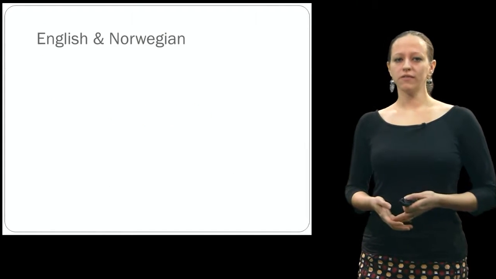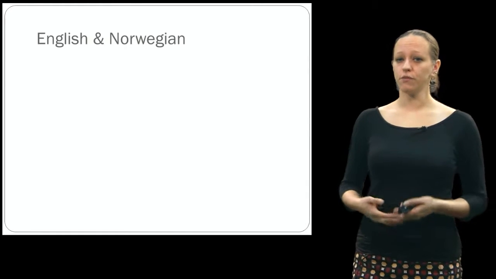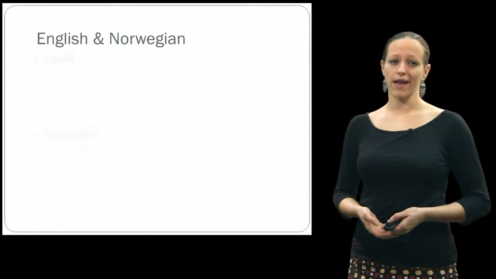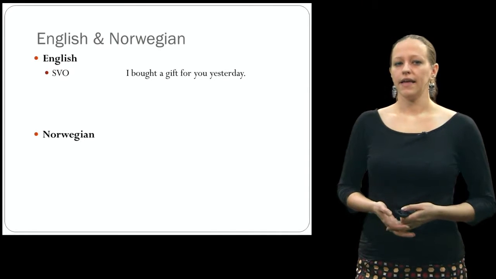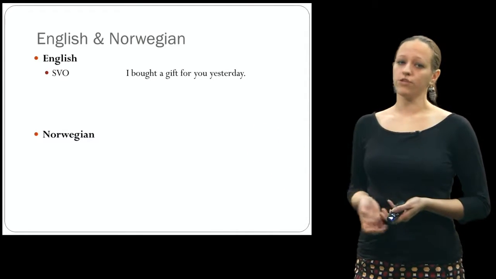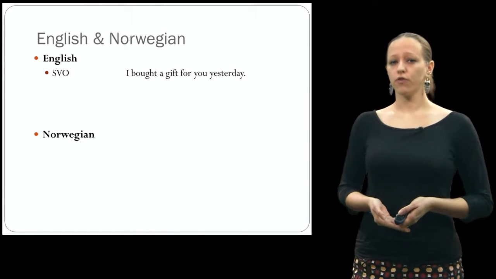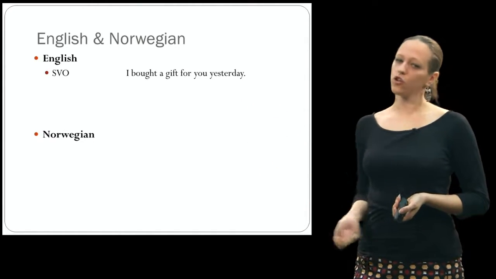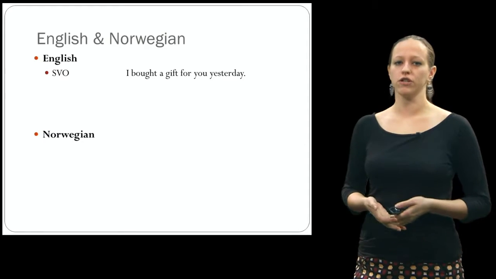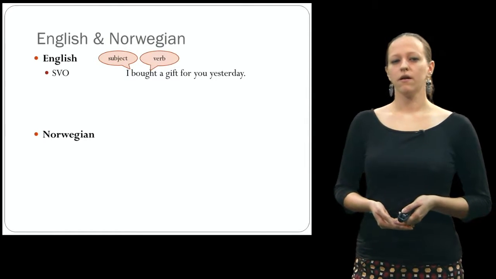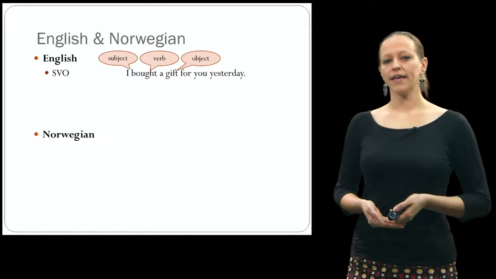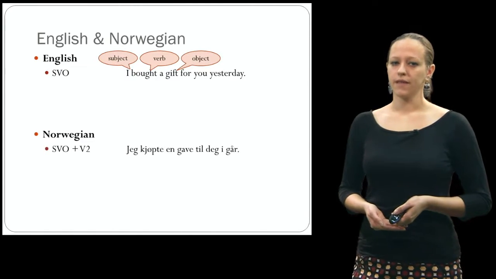Now we'll look more closely at English and Norwegian because that's what's important for us right now. When we look at a basic sentence in English, subject, verb, object: I bought a gift for you yesterday. Yesterday is not part of the object, it's just some information about the timing. We have I, subject, bought, verb, a gift for you is the object.